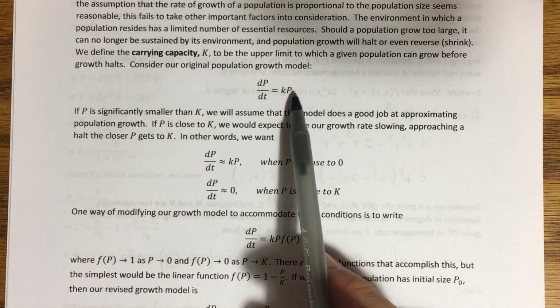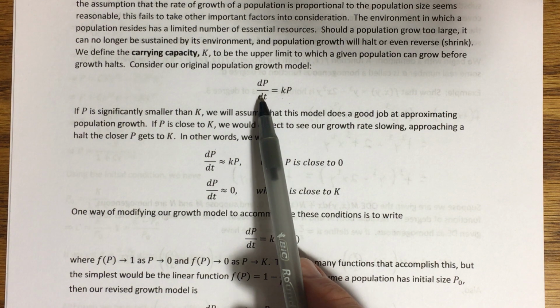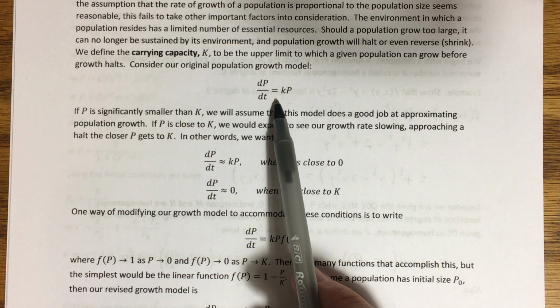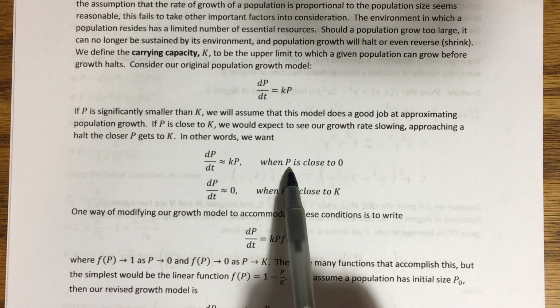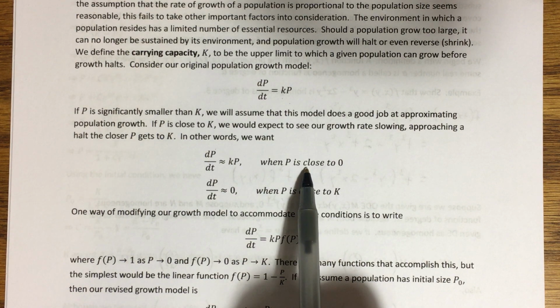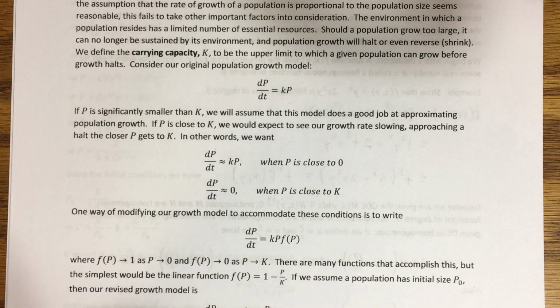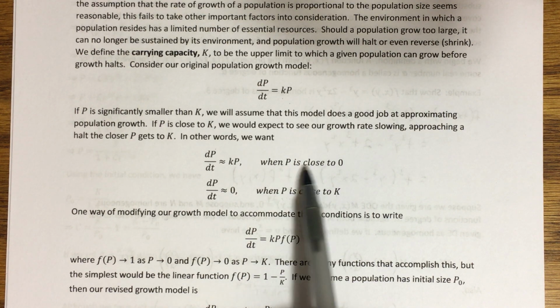So in that sense, if P is small enough, let's say that P is close to 0, then we want to assume that this model does the job in predicting the growth rate of our population. And so we would say dP/dt is approximately kP if P is far enough away from K, or in other words, if P is close to 0. Now you do need to be careful with this assumption. If P is equal to 1, for example, then your population is not going to grow, right? You don't have enough members of that population to reproduce.